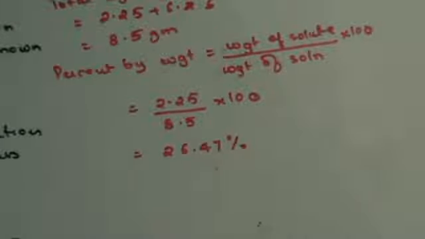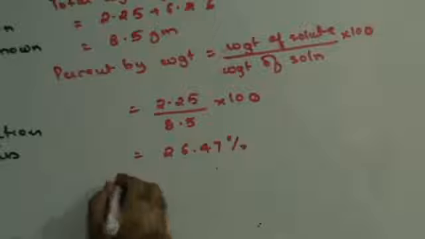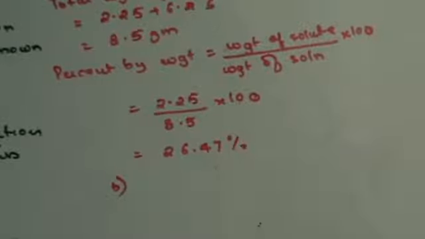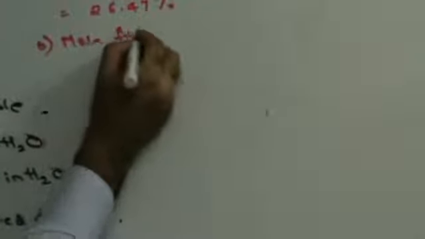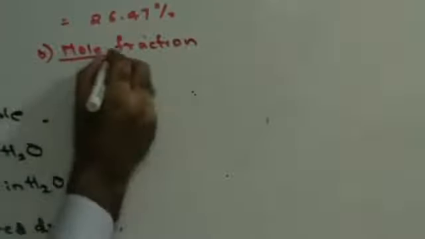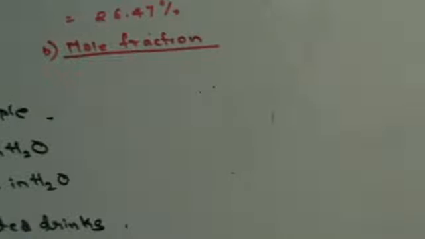So do we understand what is percent by weight? It is the weight of solute divided by weight of solution into 100. That was the first method for measuring the concentration of the solution. Then the other method is called mole fraction. What do I understand by mole fraction? You could have mole fraction of the solute or of the solvent. Mole fraction of the solute is the ratio of the number of moles of solute to the total number of moles of solute and solvent present in the solution.